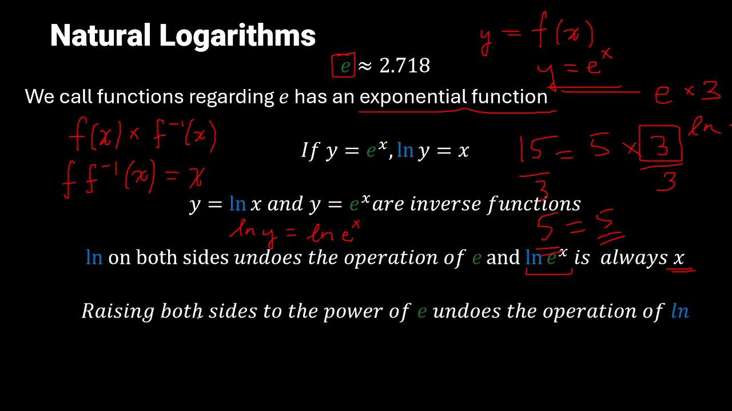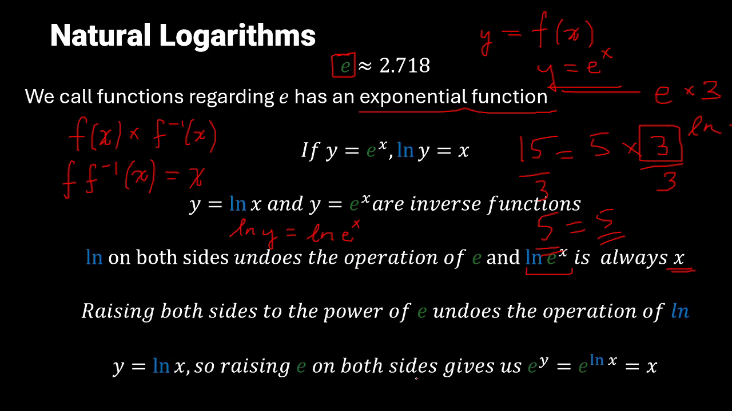The same applies if you did e. If you raised both sides to the power of e, it undoes the operation of ln. Okay, that's what I was saying before. So if y equals ln of x, and we raise e to both sides, we get e to the power y equals e to the power of ln of x. And we know that y equals ln of x, right? So raising e to both sides, we can see that on the right hand side an e operation is performed and an ln operation is performed. Therefore we can cancel both operations, and that's just the same as x.